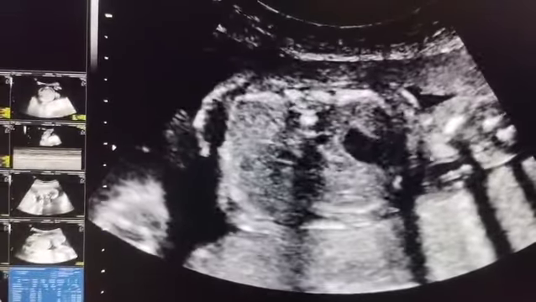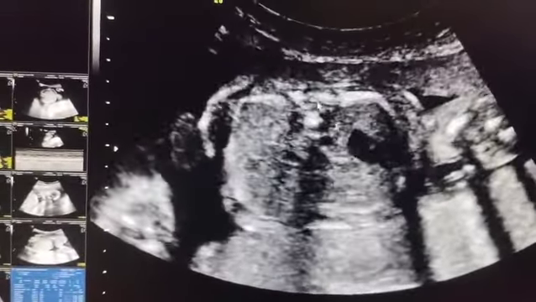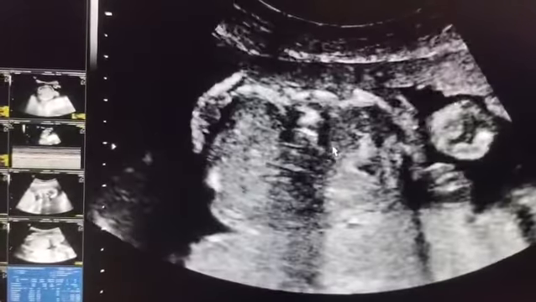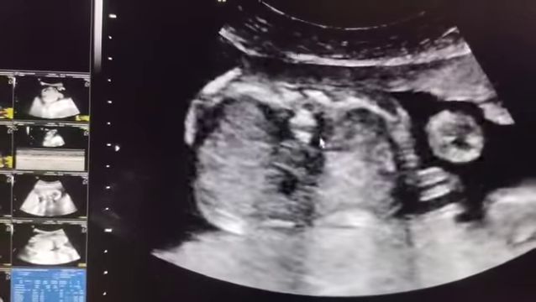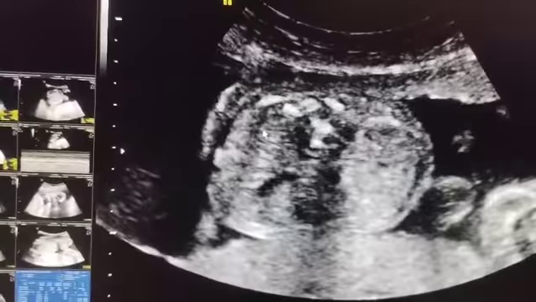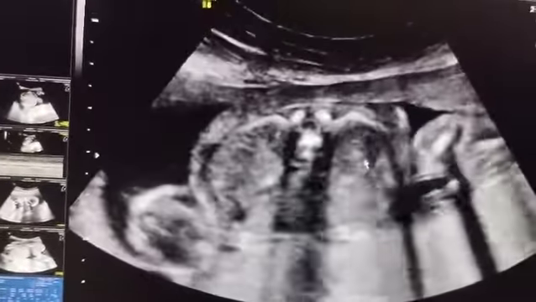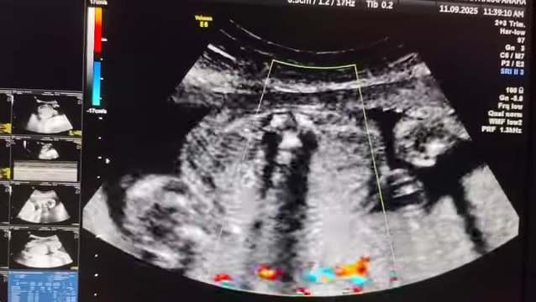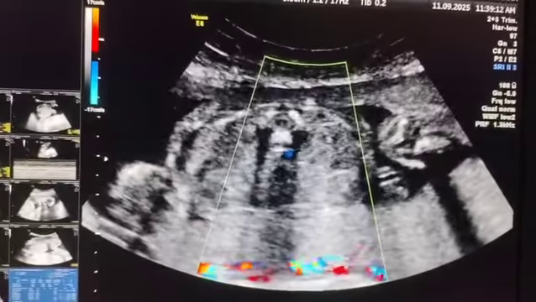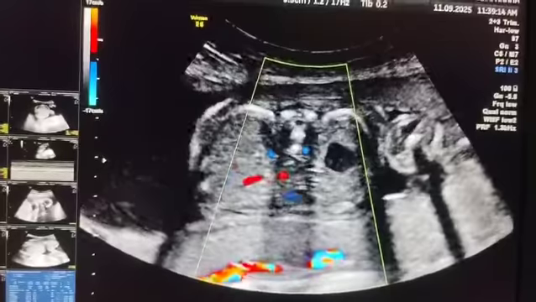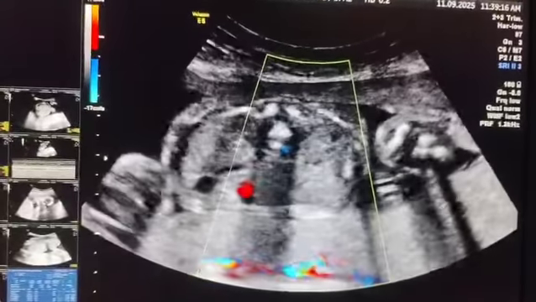So once again, look at the vertebrae, look at the ribs, look at the stomach bubble, go down, you see the adrenal gland here. Adjacent to the adrenal gland we should see renal echoes. Here renal echoes are seen, and also take help of a Doppler to look for the renal artery.